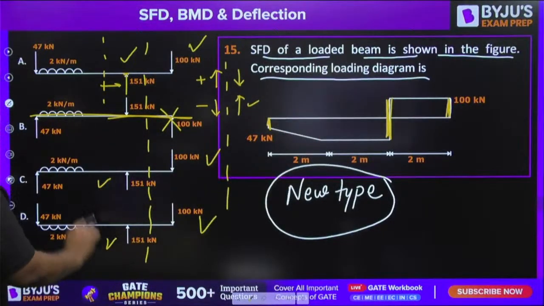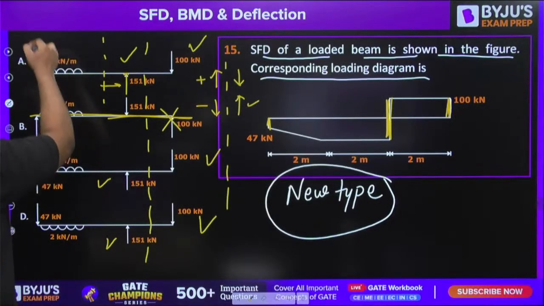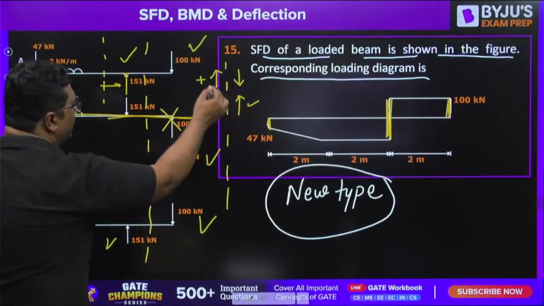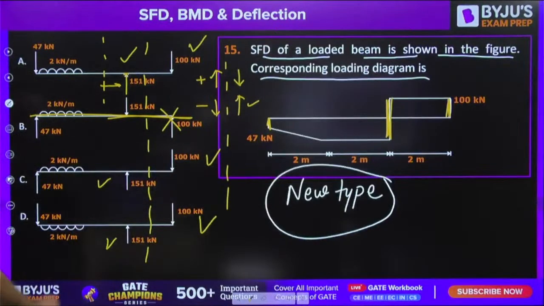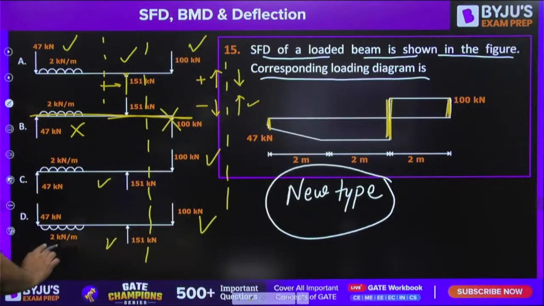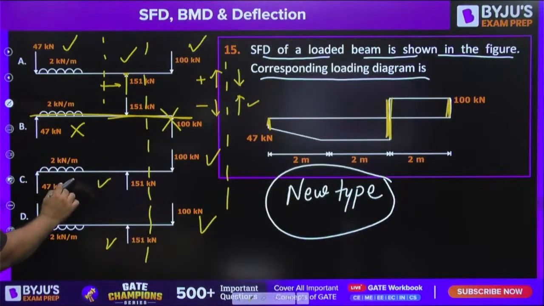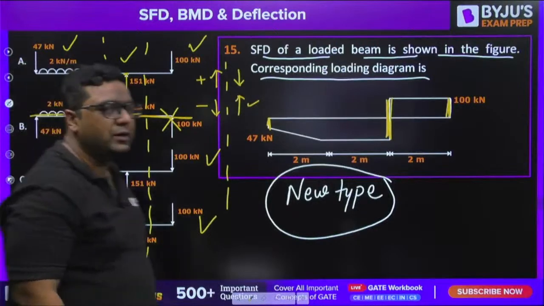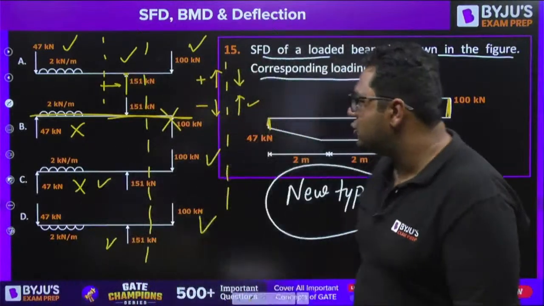This also can be the answer. Then, my dear, if you see this to the left hand side, downward is negative. So this can be the answer. This cannot be the answer. This cannot be the answer. So either A or D can be the answer.